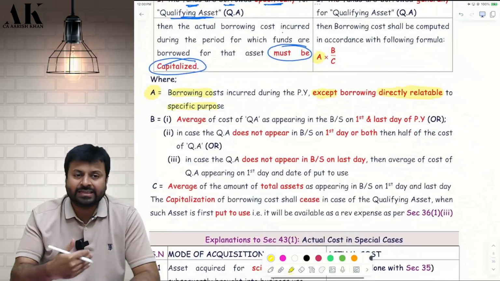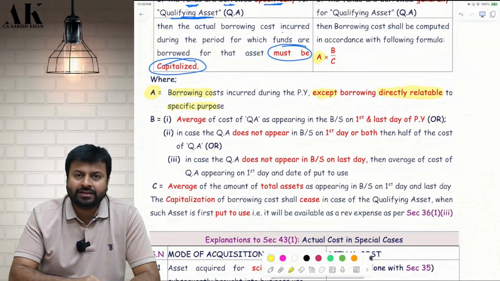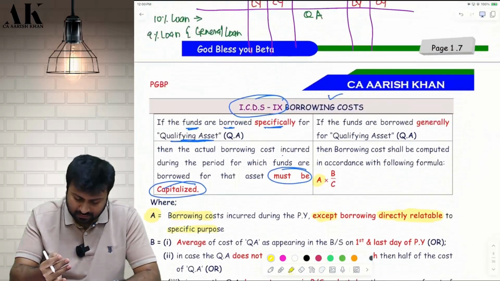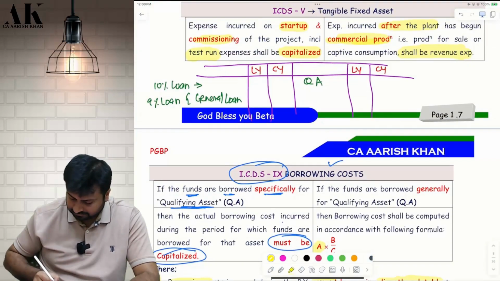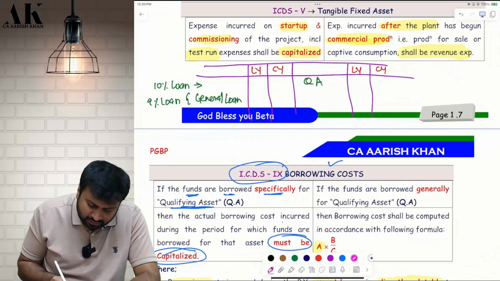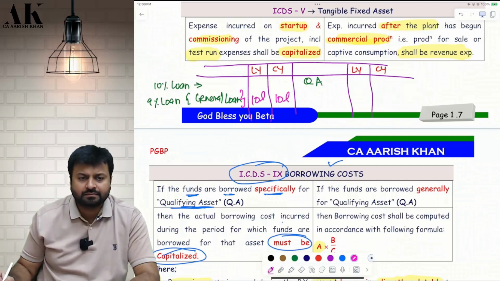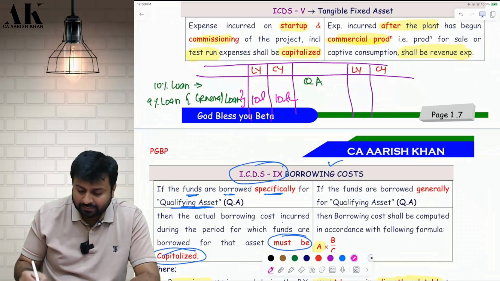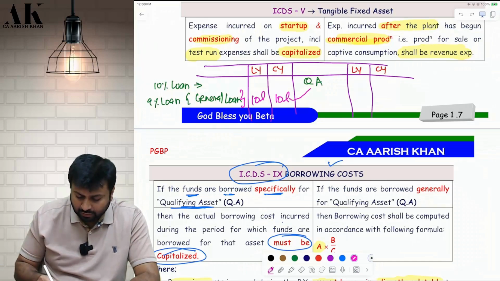In B, there are three cases: B1, B2, B3. You can fall in any of the three cases. And then there is C. So what is B? Listen carefully. Suppose you have taken a general loan of 10 lakh rupees. Now, obviously, some portion of that loan has gone into the qualifying asset and some portion into other purposes.